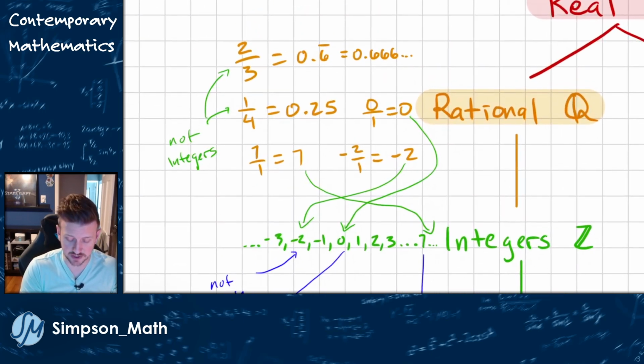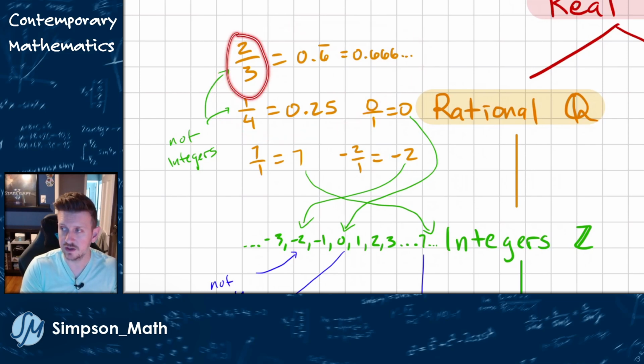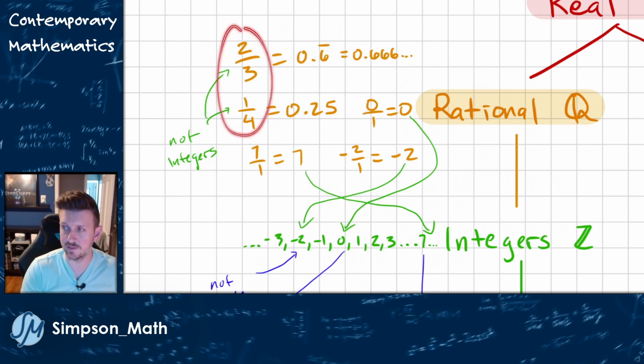But now we have a collection of a few more that are not integers. So here we have 2/3, which as a decimal we would write as 0.6 with a bar over it, because it goes on forever and ever, but it can be written as a fraction. And then we have something like 1/4, where its decimal terminates. It terminates at 0.25. I don't just write a whole bunch of zeros. It just ends at 0.25. So both of these are numbers that can be written as fractions.